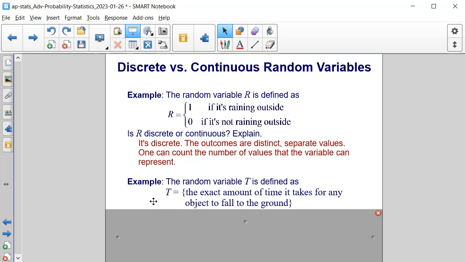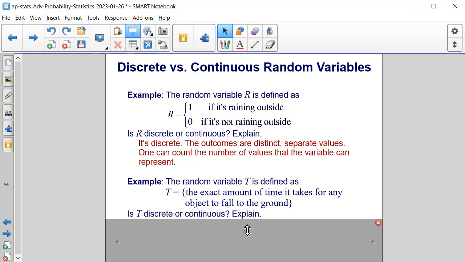The random variable t is defined as the exact amount of time it takes for any object to fall to the ground. Is this one considered to be discrete or continuous? Explain. Well, since the amount of time that it takes an object to fall to the ground isn't always clear and distinct, like it depends on where the object is dropped from and what the object's mass is.